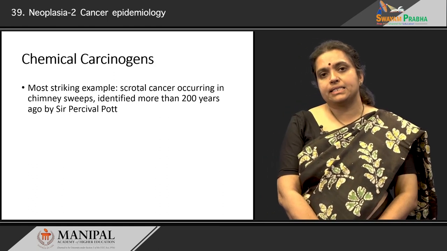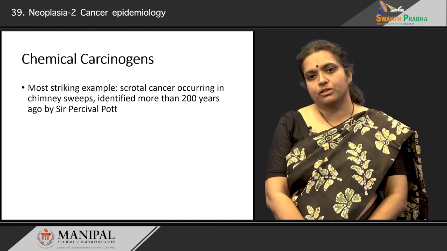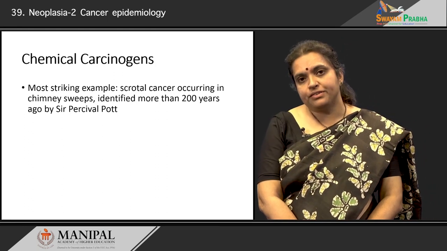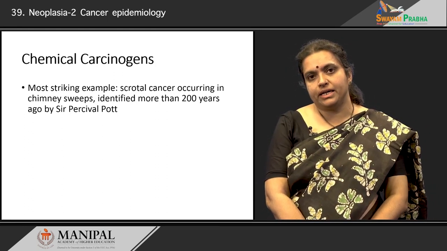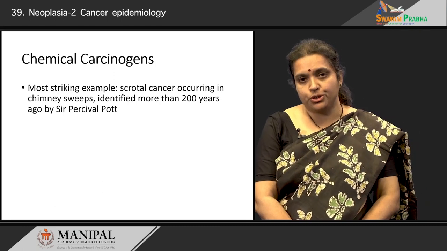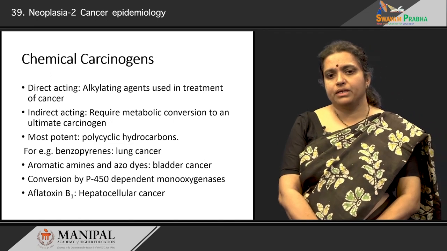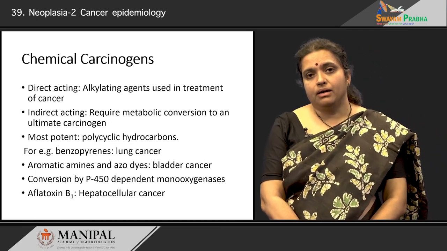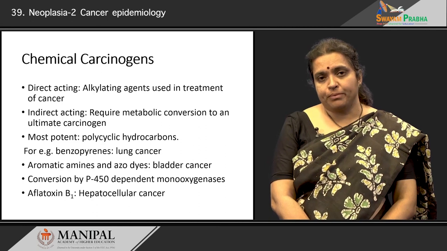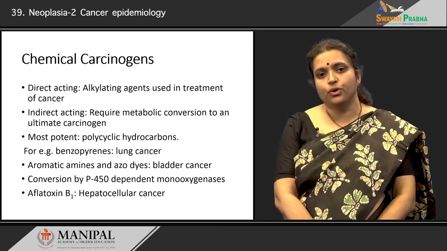Now, why did these chimney sweeps develop scrotal cancer? So, probably it was because of a carcinogenic agent they were being exposed to. And today we know that that was benzopyrene, which gets produced by the burning of coal.